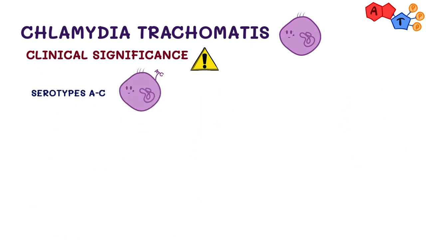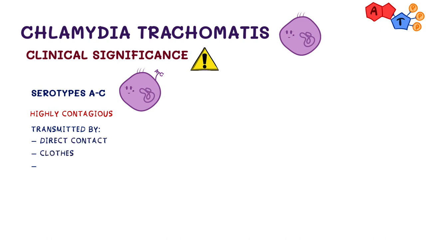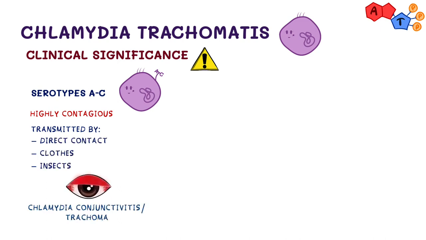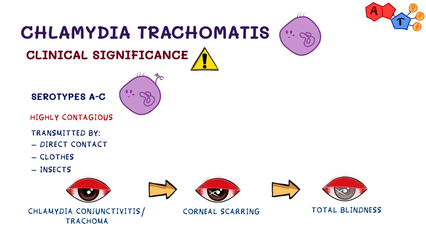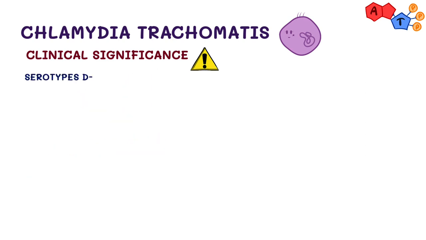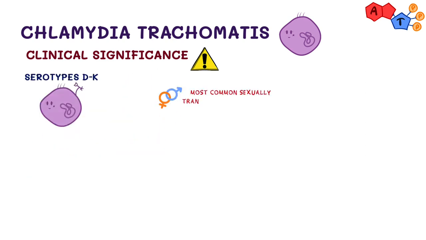Serotypes A to C are highly contagious and are transmitted by direct contact, clothes, or insects. These serotypes cause chlamydia conjunctivitis, or trachoma, and untreated infection will result in corneal scarring, which can result in total blindness. Then we have serotypes D to K. They are the most common STI, which are sexually transmitted infections in men and women.